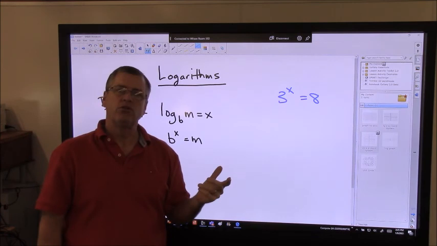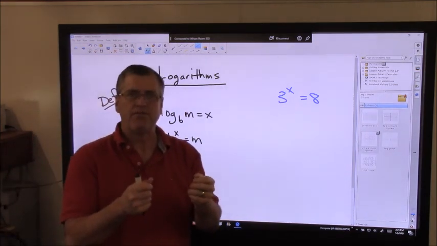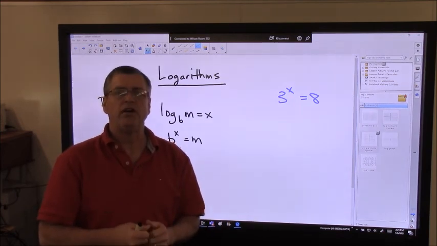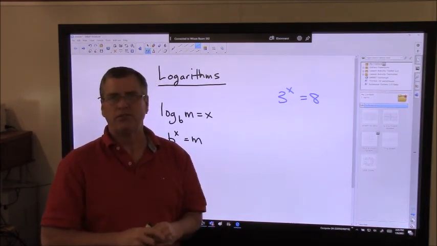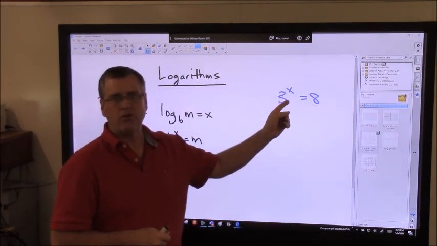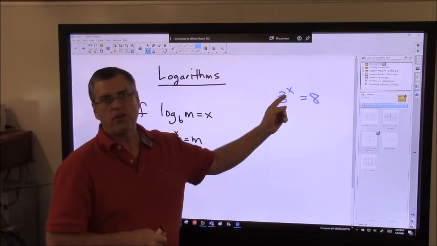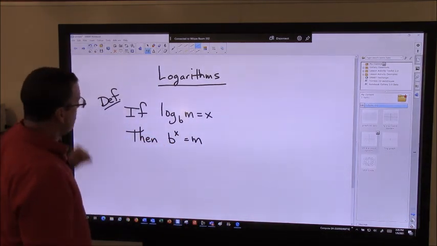So that's what we're working towards. But it's going to take us a little bit of time to get there. First of all, we have to learn what logs are and try and understand them. And we've got to start with some basics, okay? But eventually, I want to get to even more complicated equations than this and be able to solve those. All right, so let's talk about our definition here.